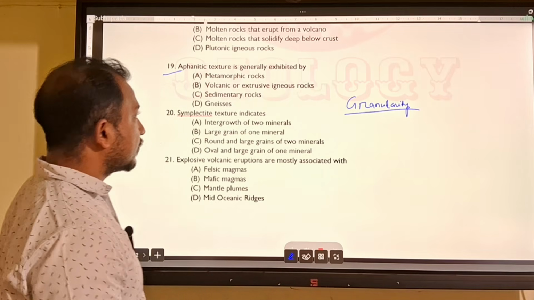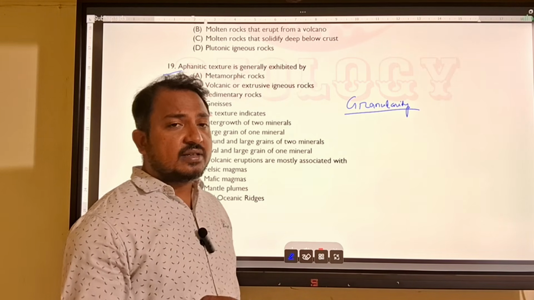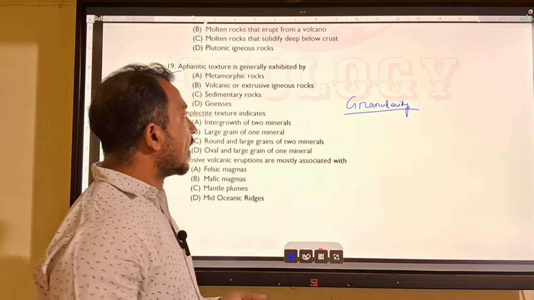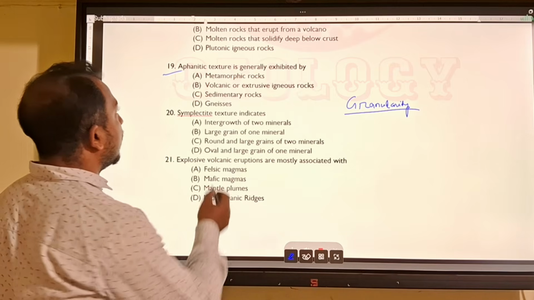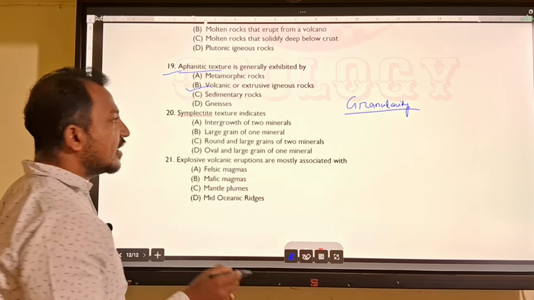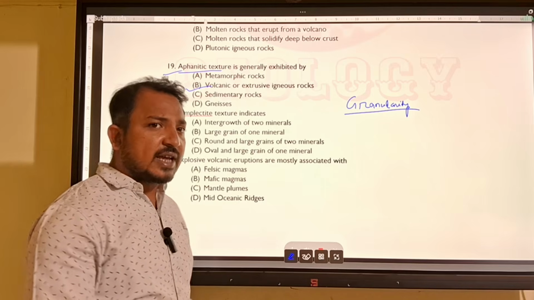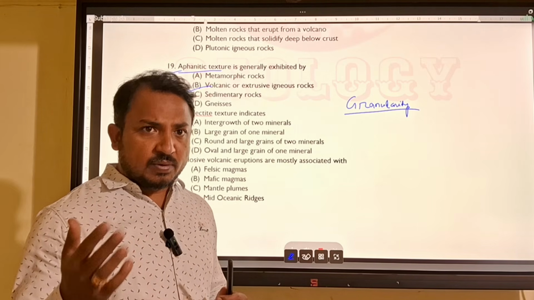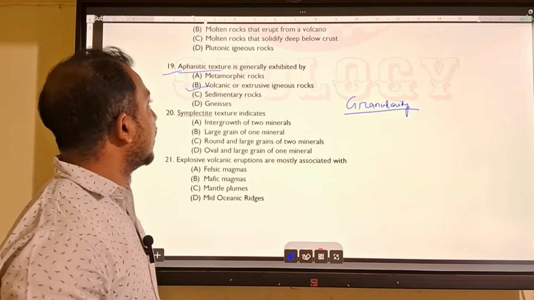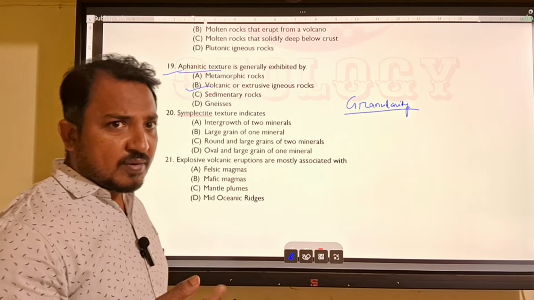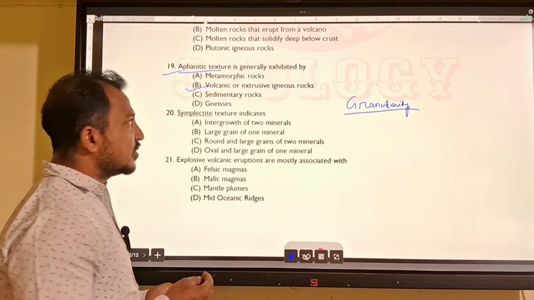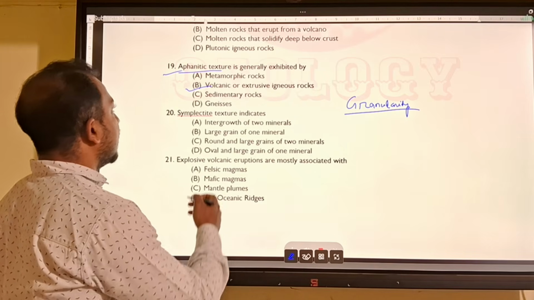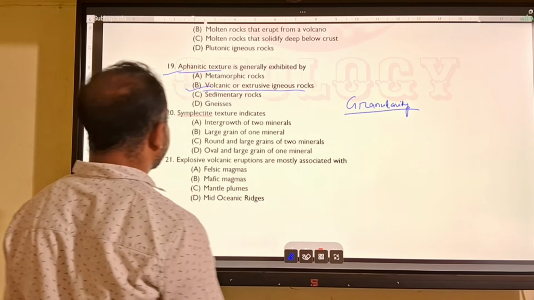So always remember that fine grain is indicative of rapid cooling, which is generally characteristic of volcanic rock, or you can say extrusive igneous rock. So aphanitic texture is generally volcanic or extrusive igneous rock, because metamorphic rock can be fine grain or coarser grain depending upon the grade of metamorphism. The higher the grade, the larger the grain size you'll find. Not all sedimentary rocks are fine grain. Gneiss is also a metamorphic rock; it contains coarser grain because it is a high-grade metamorphic rock. So our answer will be volcanic or extrusive igneous rock.